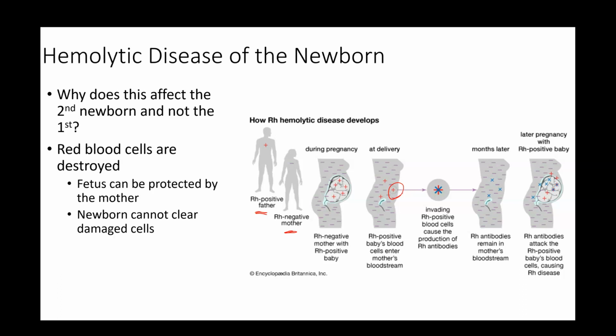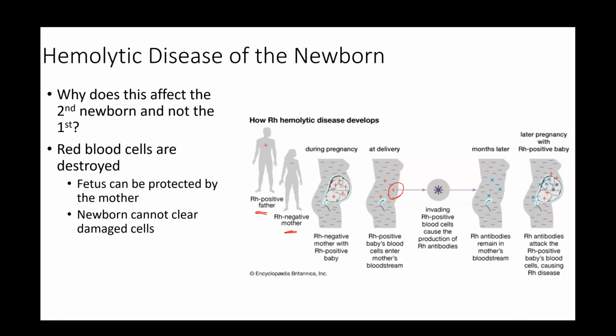Now, believe it or not, this is not that big a deal while the baby's in utero, because the mother can easily replace those red blood cells while the baby is developing. What happens is after birth, there is no longer an exchange. And the newborn baby can't clear all of the damaged cells because the IgG is still there and it's still activating the complement.